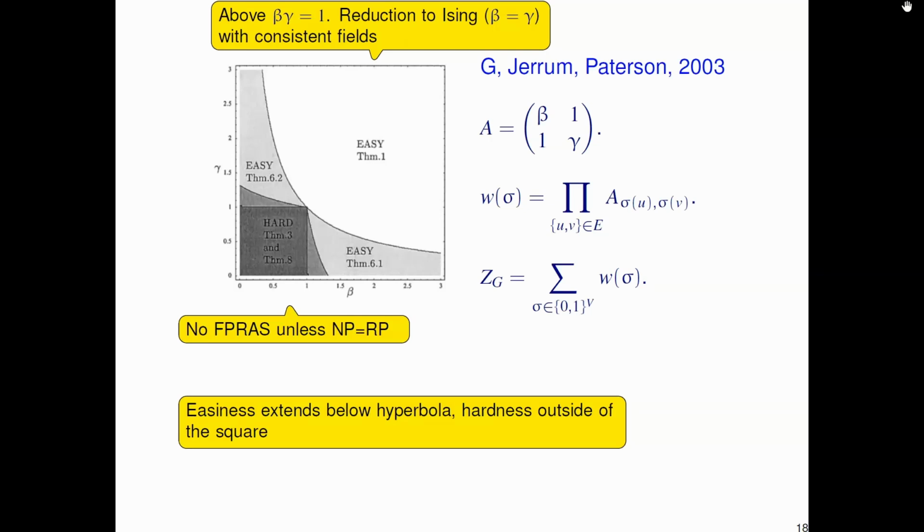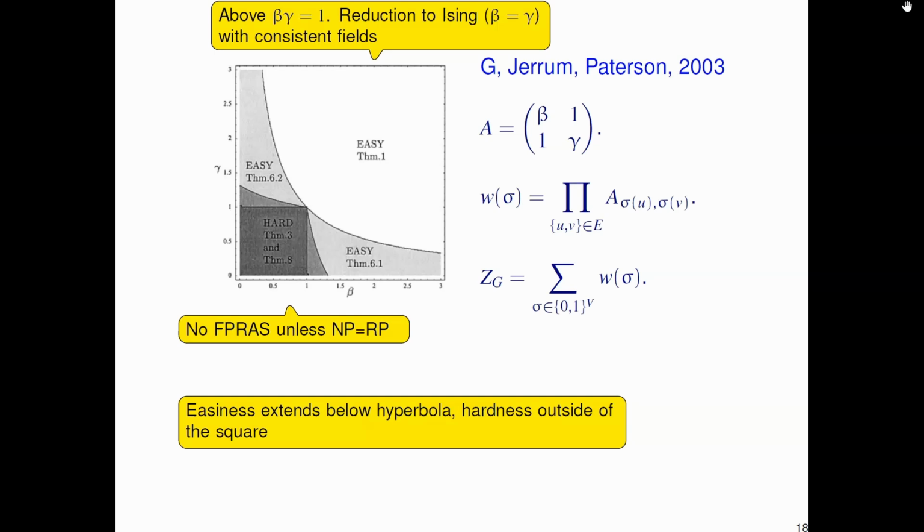And so this particular picture I stole from our 2003 paper. It was the first scratching at the problem with Jerem and Patterson. What I've plotted for you here: the beta axis is the horizontal axis and the gamma axis is vertical. There's nothing special about stopping at 3. I mean, it continues.